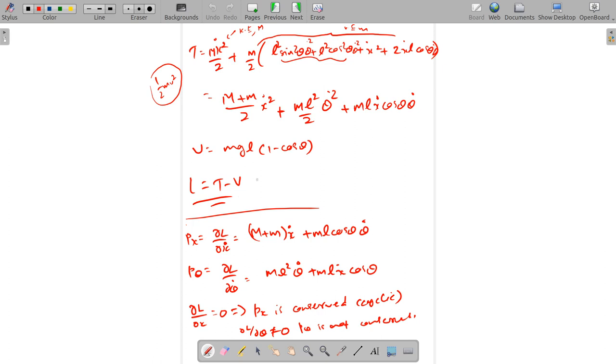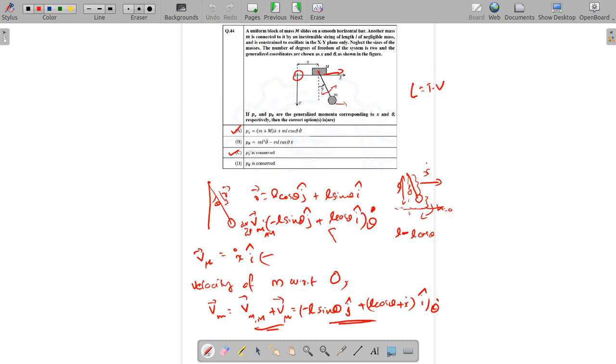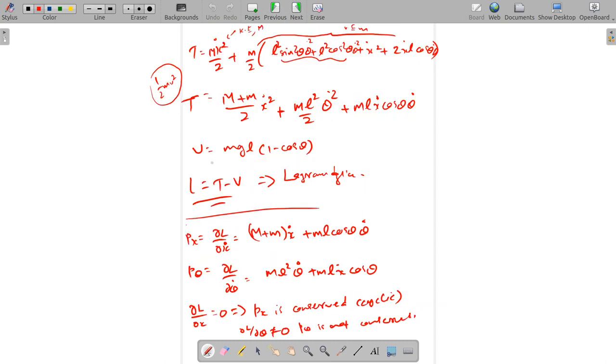Now this is the Lagrangian of the system: T minus V. This is your T and this is your V, and T minus V is the Lagrangian. So now the question is to find Px and P theta. Px is defined as the canonical momentum associated with coordinate x, which is dou L by dou x dot.